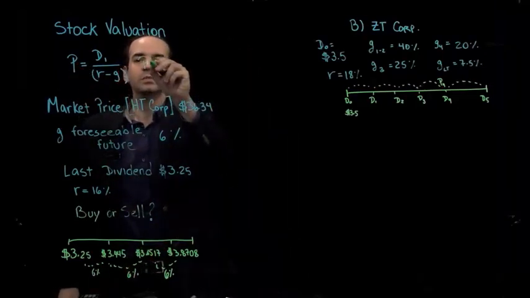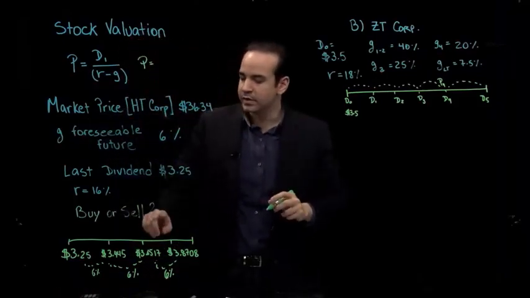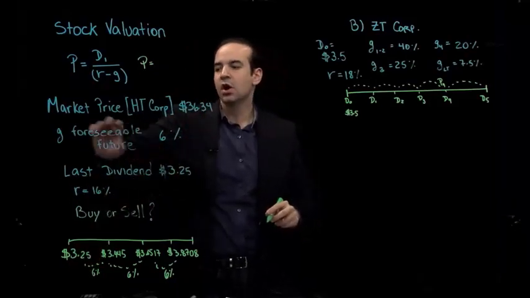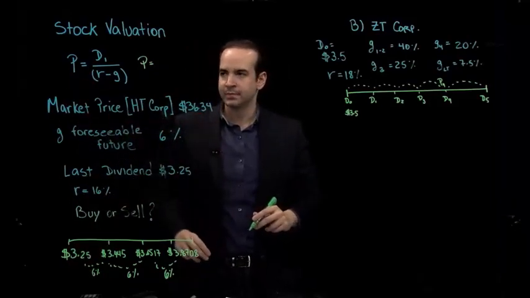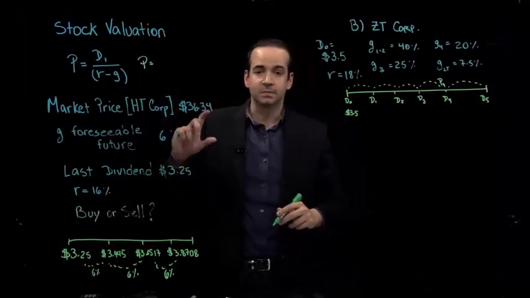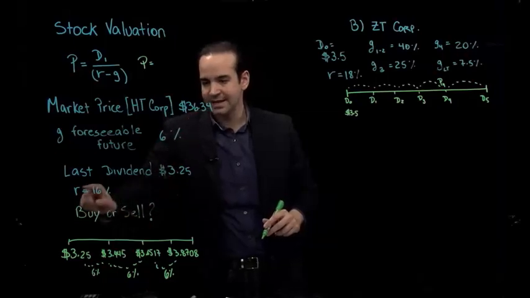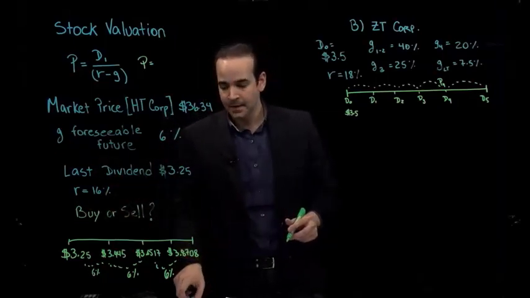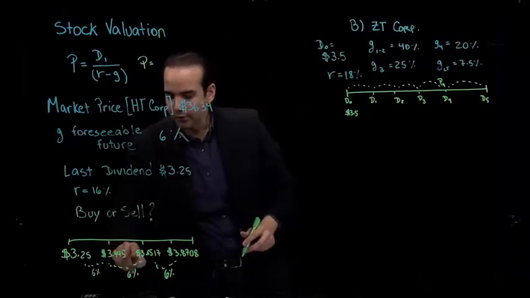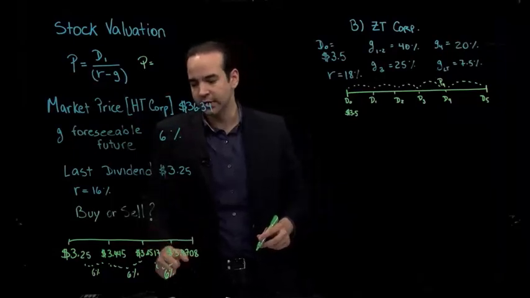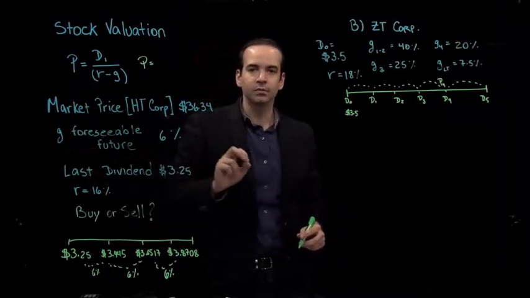I'm going to use this space here. This is going to be D1. And let's keep in mind one thing: 3.25 is the last dividend of HT Corporation. And the following year, or the new dividend that you're expecting, is the last dividend plus 6%, which is the growth rate, right? Now, you have 3.445, which is the last dividend times the 6% increase, which is the growth rate that is expected for the foreseeable future.